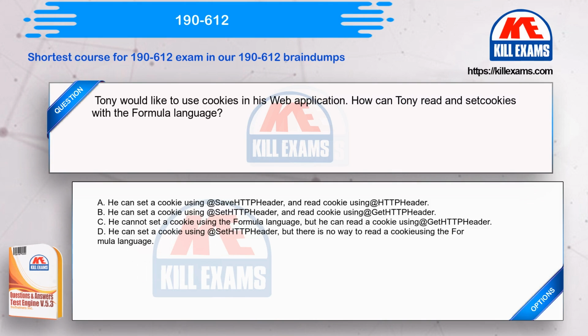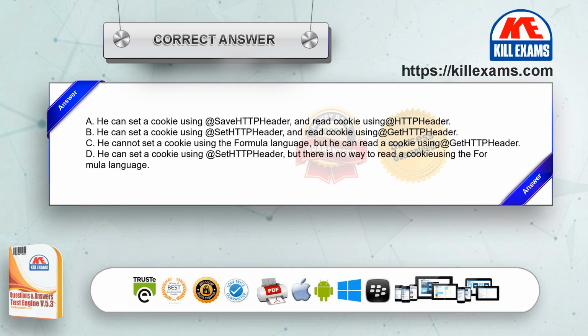Option D. He can set a cookie using @SetCookie, but there is no way to read a cookie using the formula language. The correct answer is option B.